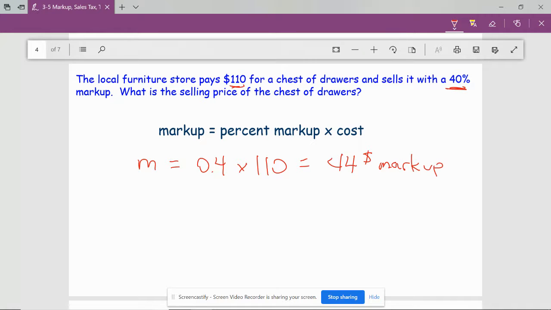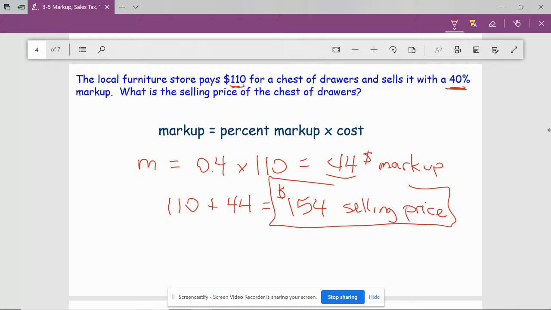It's terrible handwriting. Okay, so now that we know our markup, and we know our original price, for our selling price we're just going to take what we paid for it and add it to our markup. That's going to give us $154 as our selling price. So this is $154 for our selling price, and that's what the question is asking us. So that is our answer.